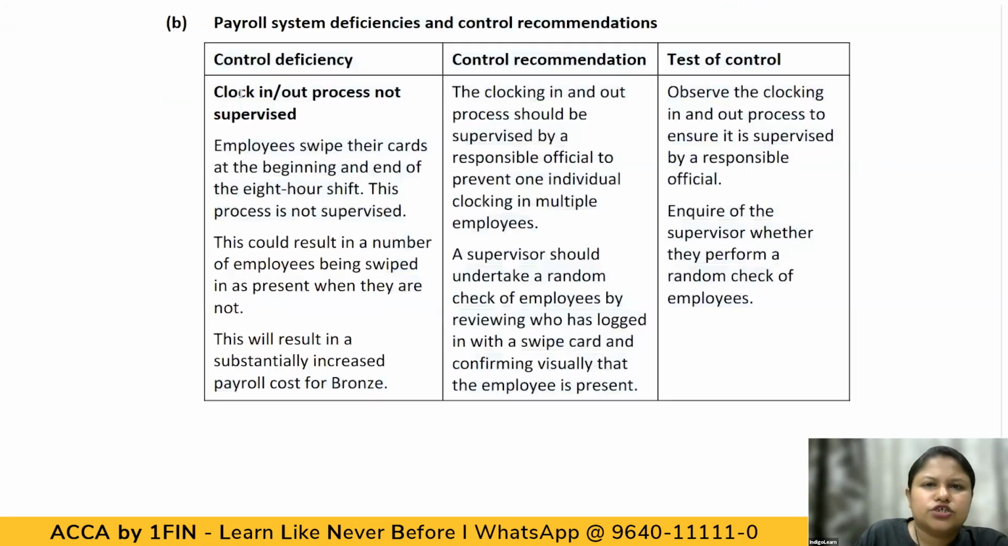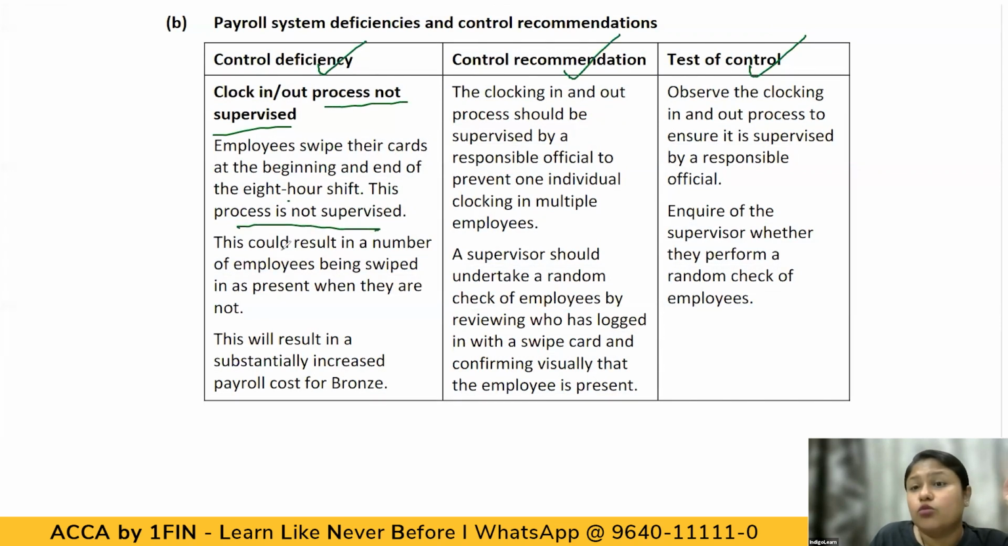Here you have to understand that you have to pick up the proper control deficiency, give a control recommendation, and finally do testing of control. Let's see if we picked up correctly or not. Clock in and out process not supervised. We picked up correctly. That part was not supervised by anybody, so obviously a person can do manipulation here. Employees swipe their cards at the beginning and at the end of the 8-hour shift. This process is not supervised, that is the deficiency.